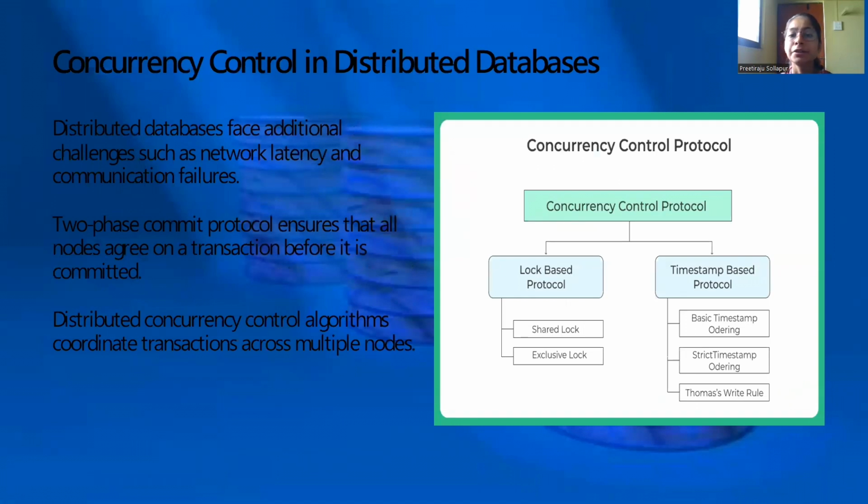Concurrency control in distributed database. Distributed databases face additional challenges such as network latency and communication failure. The two-phase commit protocol ensures that all nodes agree on a transaction before it is committed. Distributed concurrency control algorithms coordinate transactions across multiple nodes.